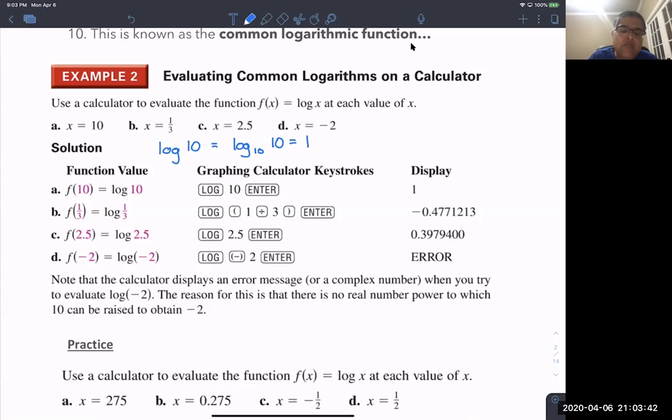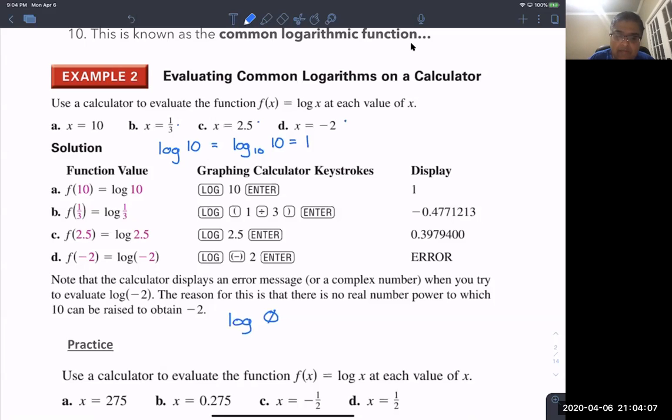Now, if you want to use the natural log key, for most calculators you're going to have to press a shift or a second button. And I highly recommend that you guys try these. Try your log key and your natural log key for 1/3, 2.5, and -2. So, question. What would you get if you did this?